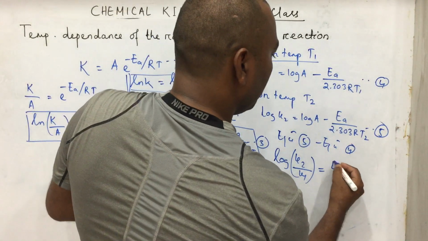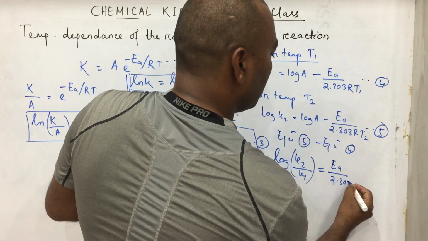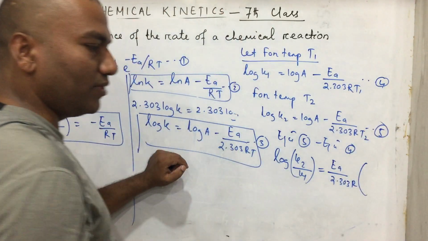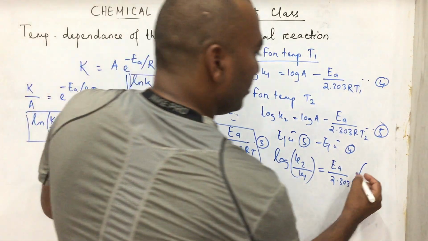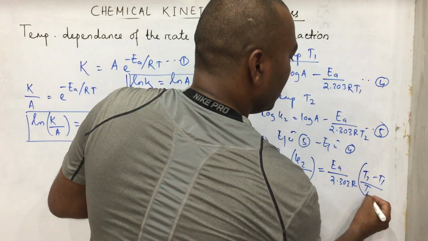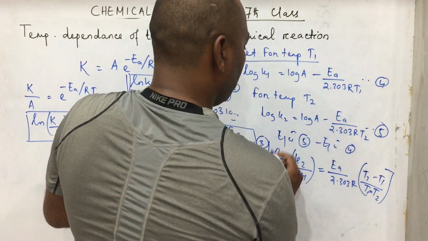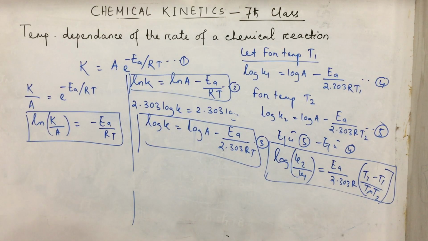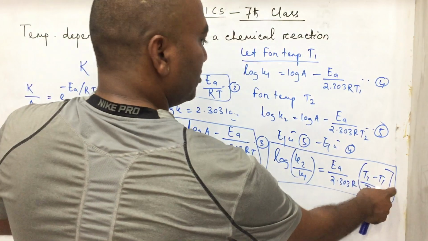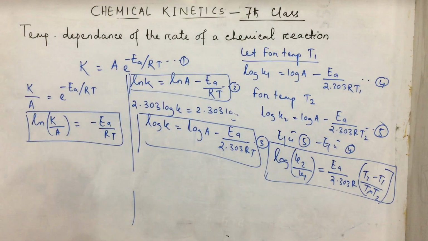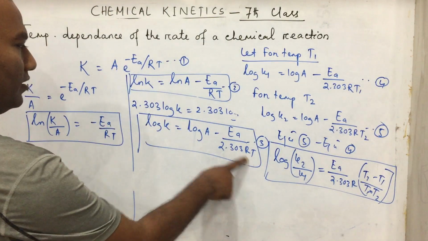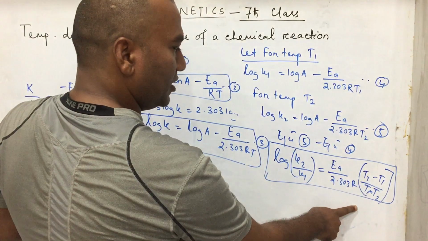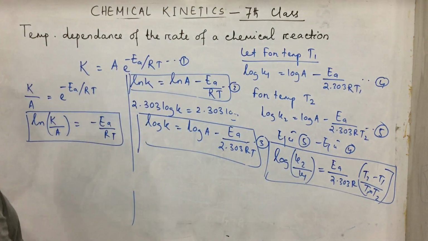Yes or no? So Ea divided by 2.303 R into (1/T1 minus 1/T2). So it will become (T2 minus T1) divided by (T1 into T2). So this is the other equation for two temperatures, when two rate constants will come. Okay, so log K2 by K1 equals Ea divided by 2.303 R into (T2 minus T1) divided by (T1 into T2). So you see, this is one temperature, one rate constant. There are two different temperatures, two different rate constants.